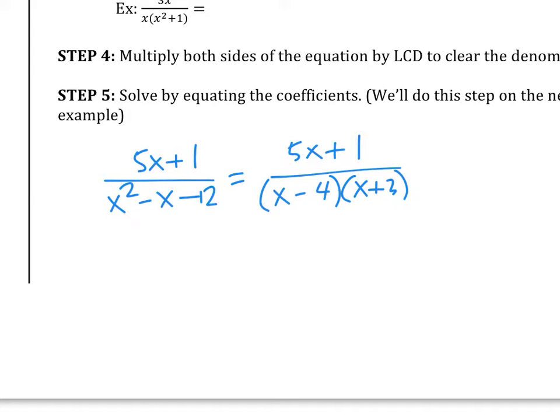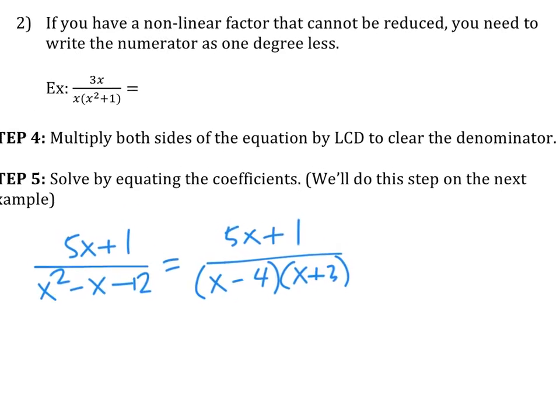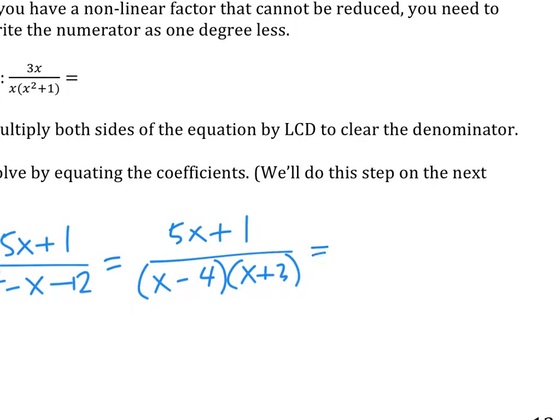Step 3 is where it gets really confusing, so please just follow along. Step 3 says every one of those factors gets its own fraction: x minus 4 plus x plus 3. So each factor gets its own fraction with a denominator.